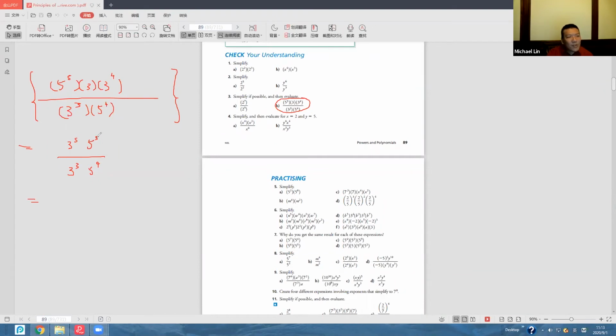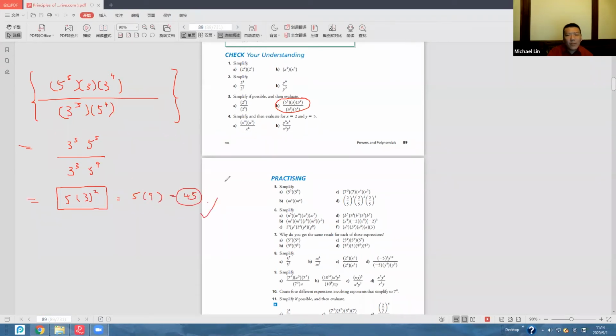So afterwards, we can still simplify this, right? Because we have 5 to the power of 5 on top and 5 to the power of 4 on top. So this just becomes 5 to the power of 1, right? And then again, we have 3 to the power of 5 divided by 3 to the power of 3, which just becomes 3 to the power of 2. So this is our final answer. The final answer is 5 times 9, which is 45.